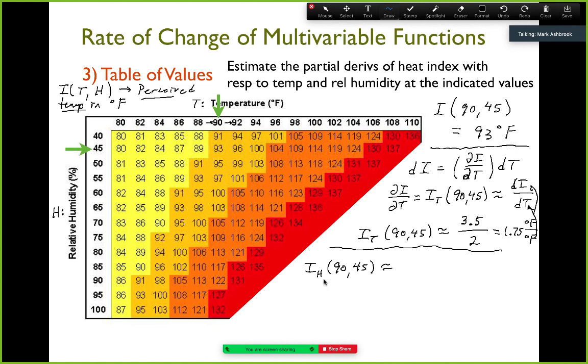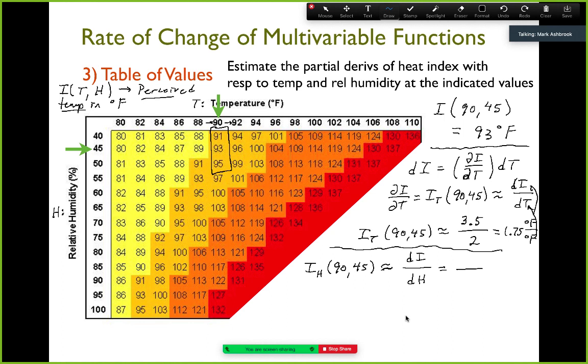So how about the partial with respect to humidity now at the same place? What will we do now in terms of temperature? Assume it's constant. Hold temperature constant. We're going to hold temperature constant at 90 and just look at what changes in humidity, resulting changes in index, and what's this constant of proportionality, the rate of change. So this is going to be dI per dH now, approximately.